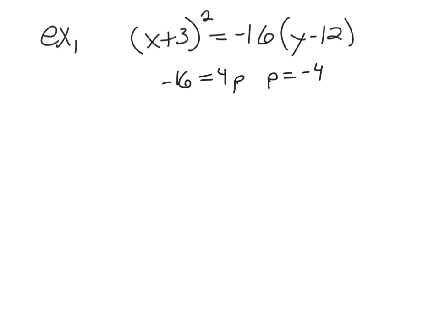It also tells me that my focus and my directrix are each going to be a distance of 4 from my vertex. Let's go ahead and find the vertex. We have x minus h. That means h is -3. And y minus k, so that means k is 12. Our vertex is going to be at (-3, 12).